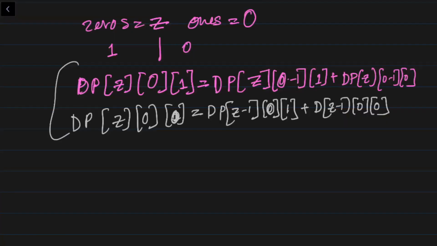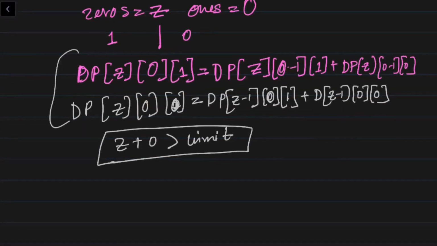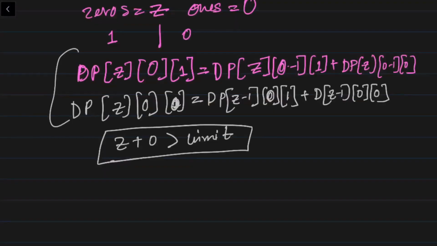But let's say z plus o is greater than limit. For this one, this is not going to be the answer. Whatever we have to slide over, there will be some combinations where it is going to fail the third condition. So how are we going to find that violation, and how many combinations do we have to remove? Let's take an example.